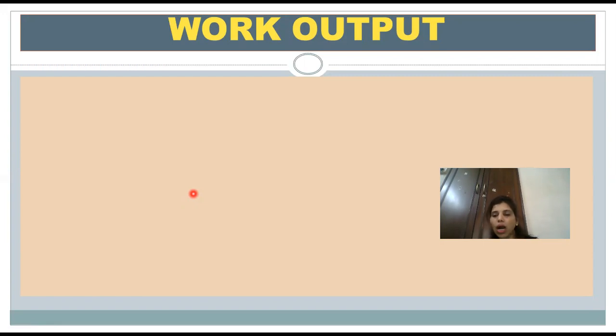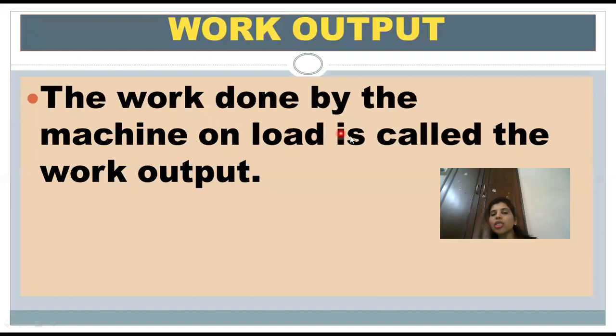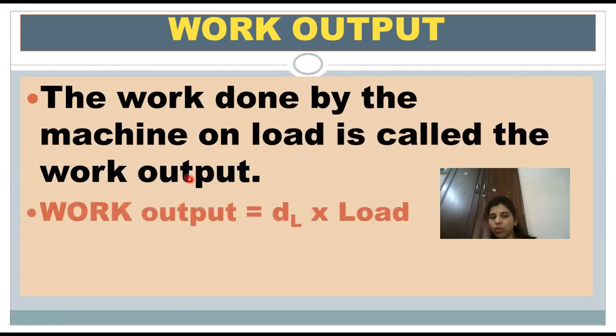Now, what is work output? As you know that work input is related to effort, work output will be related to load. So the work done by the machine on the load is called work output. You have to remember output is related to load and input is related to effort. When you're writing work input, you write DE into effort. When you're writing work output, you will be writing DL into load. Okay, I hope children till here it's clear.